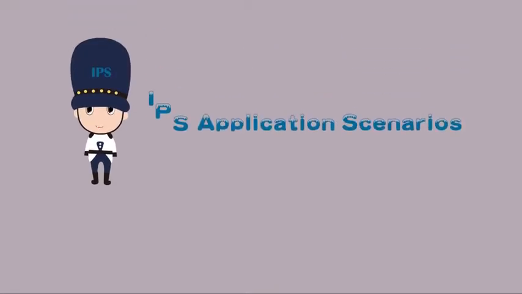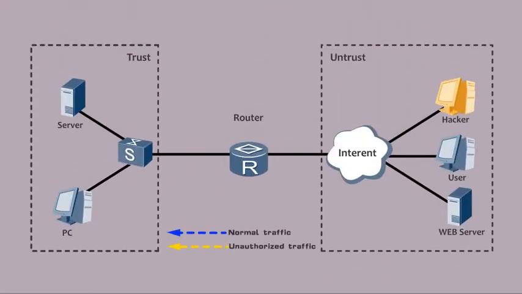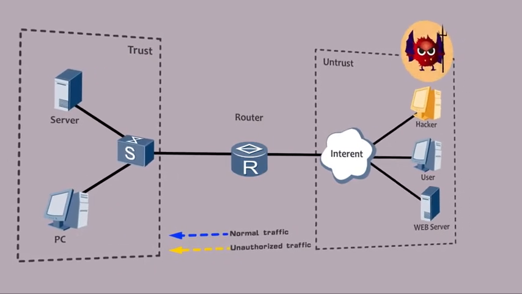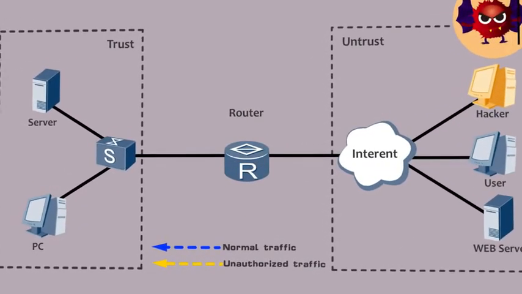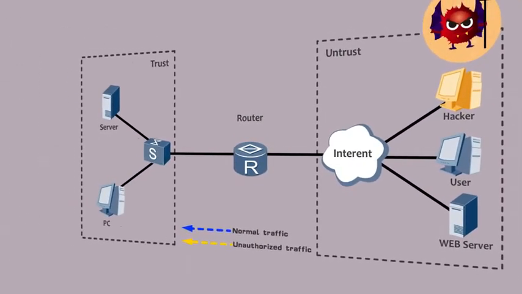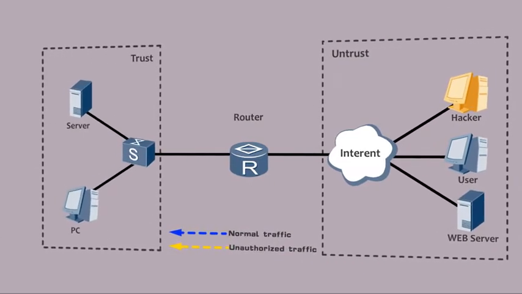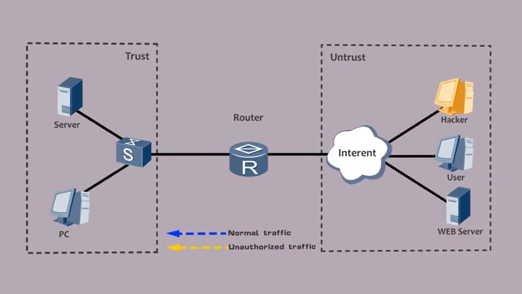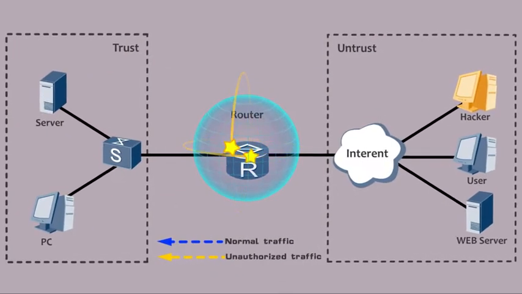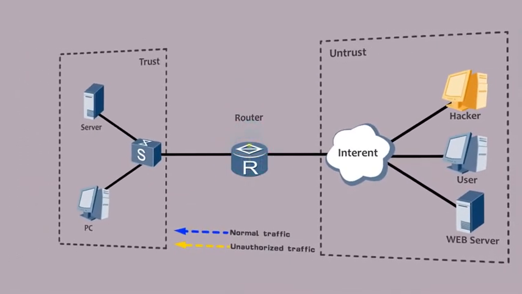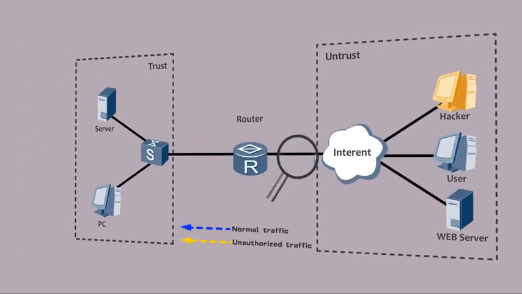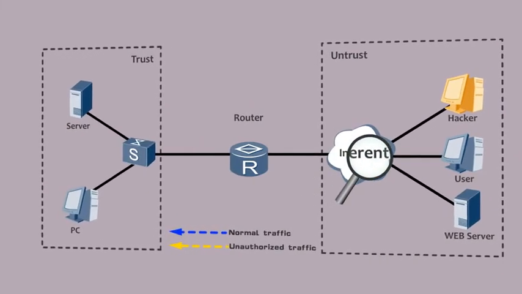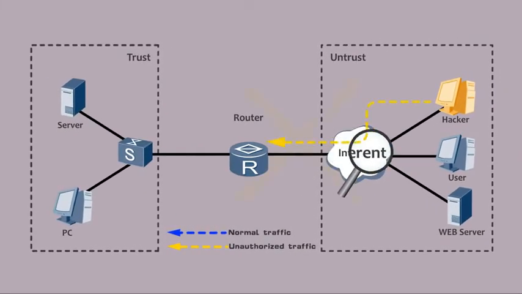Let's take a look at how an AR router uses IPS. As shown in the figure, the router is the enterprise egress gateway. To defend against application layer attacks, we can deploy IPS on the router so that the router can detect traffic between security zones. If no intrusion behavior is detected, the traffic is allowed to pass through.